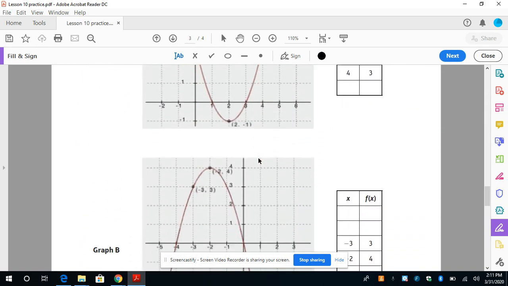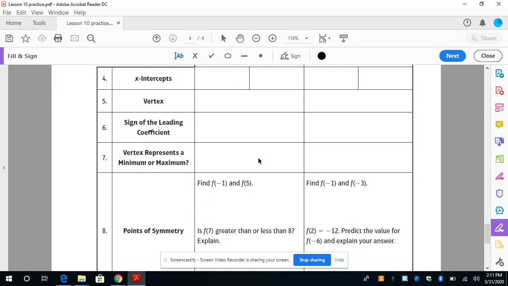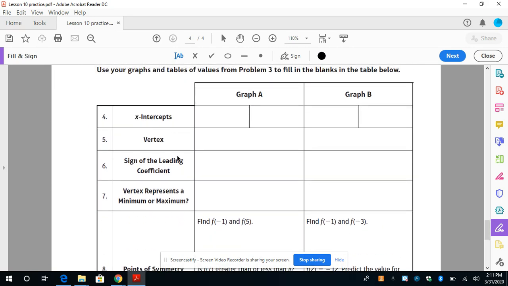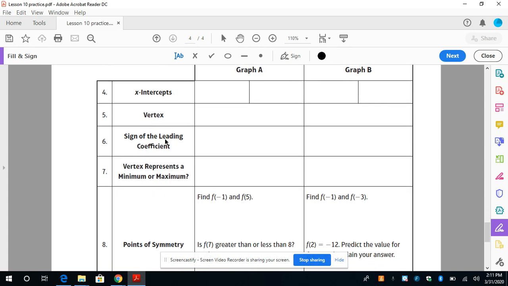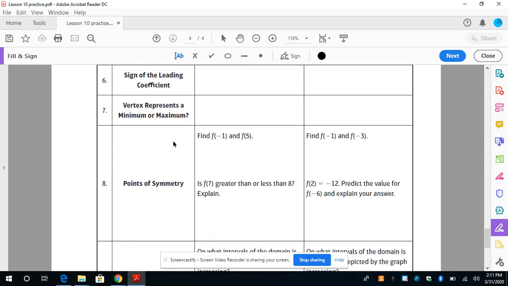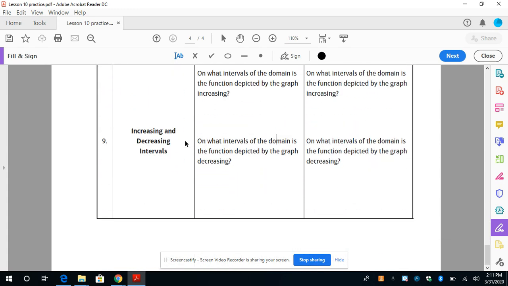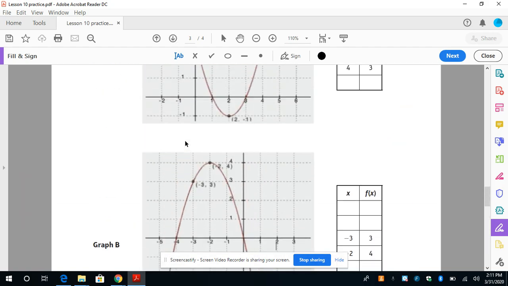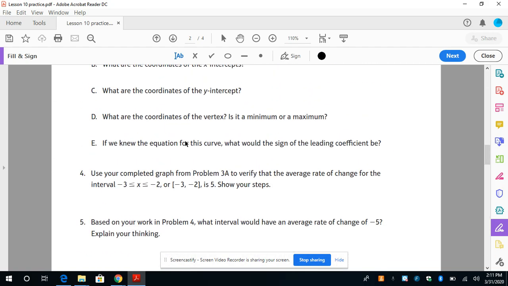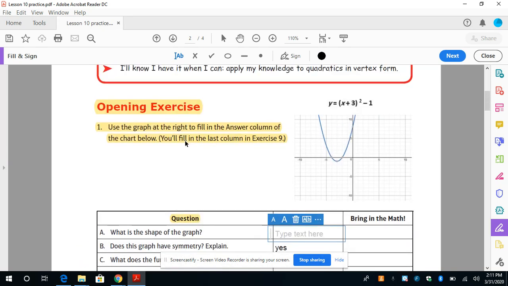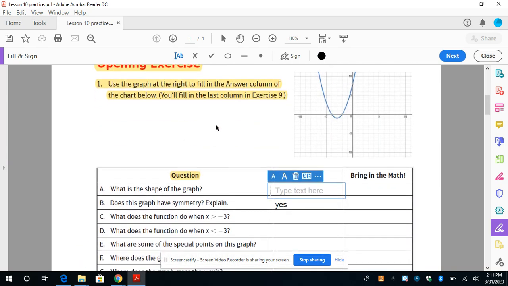So page 3 has like the information, and page 4 is like your homework. So it's again reviewing x-intercepts, vertex, what's the sign of the leading coefficient, what does that mean, max and min. I just want to make sure we're all good with this before we go on to other skills that we need to learn before we do more of quadratics. So just an opening exercise.